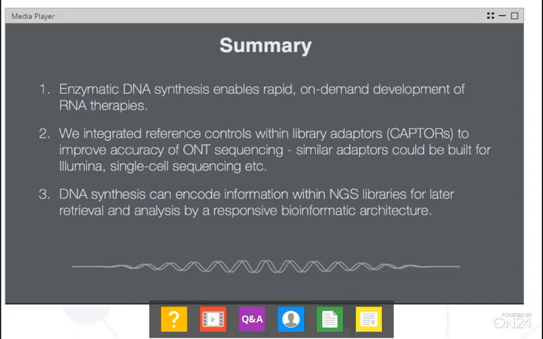And this information, which is encoded within the libraries, can then be later retrieved and analyzed by a responsive bioinformatic architecture. And for me, that's one of the most exciting things about this on-demand DNA synthesis technology. It's this flexibility, where really it's just your imagination and creativity that limits the types and forms of information that can now be easily encoded within next-generation sequencing libraries and then later retrieved and interfaced with that surrounding bioinformatic architecture.